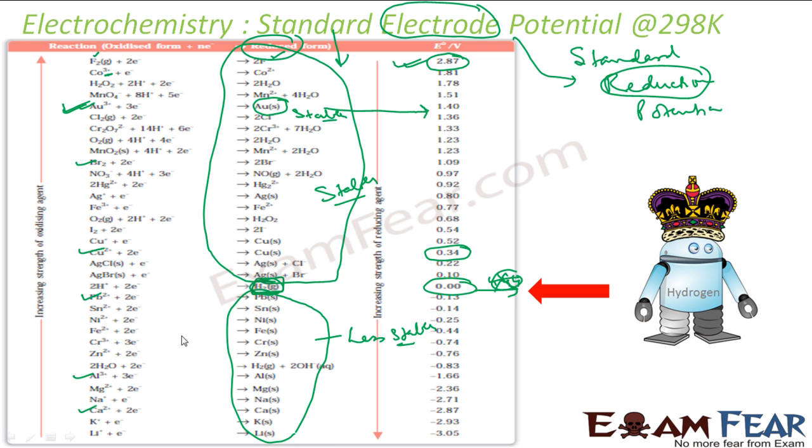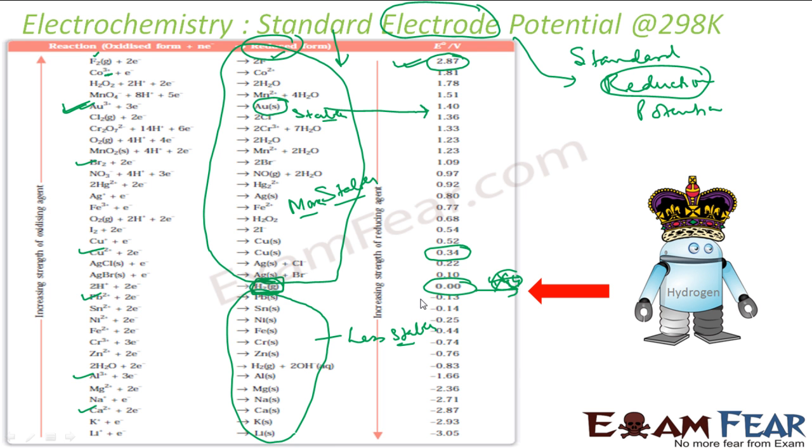Because I'm talking about the reaction, I'm talking about the product. These are my products. So if this is positive, that means it is favorable to get this product, right? That means the product is more stable than hydrogen. If it is negative, that means it is not favorable to get the product, right? That means the hydrogen gas is more stable than this. So this is less stable, this is more stable than hydrogen gas. Hope you understand. This is one part, right?